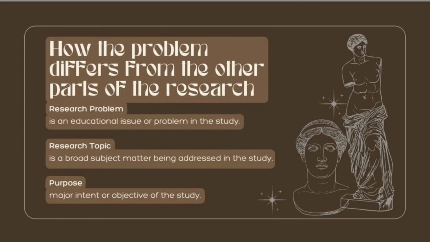And also, classmates, please take note of how the problem differs from the other parts of the research. So, number one, we have the research problem. So, this is an educational issue or problem in the study. Number two, we have the research topic. This is a broad subject matter being addressed in the study. And the third one, we have the major intent or objective of the study.